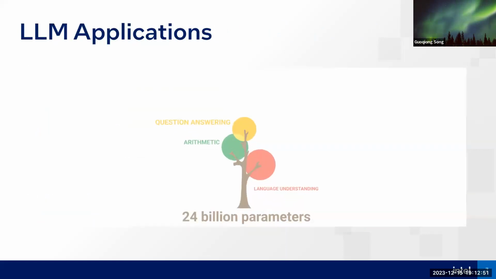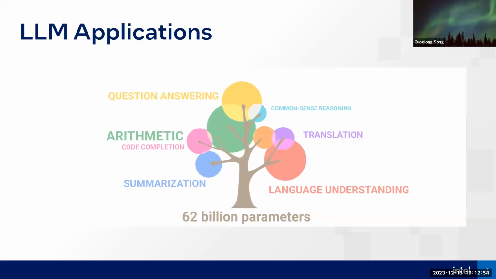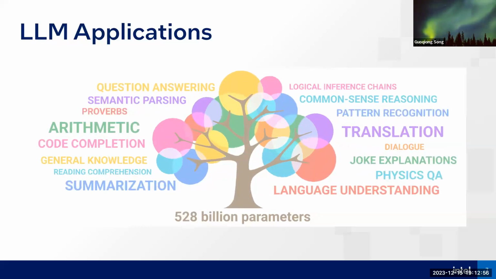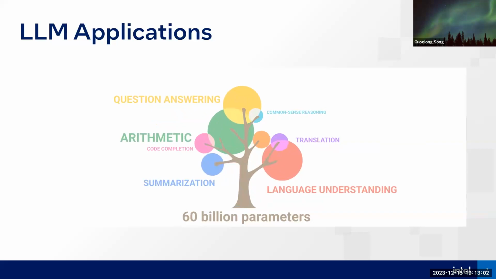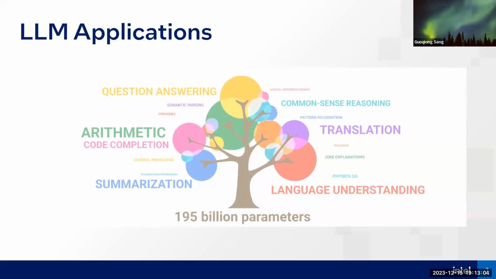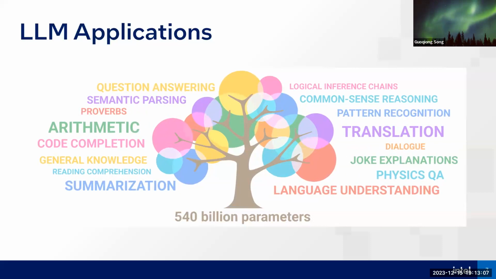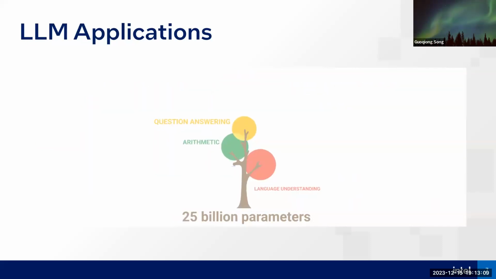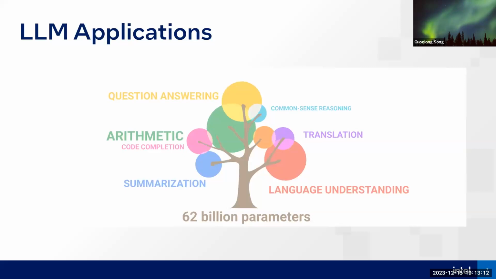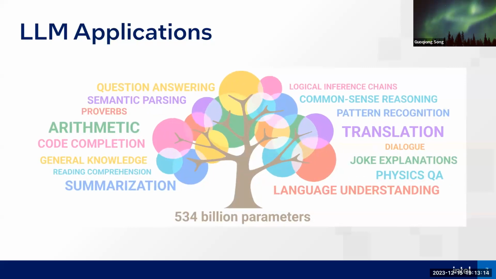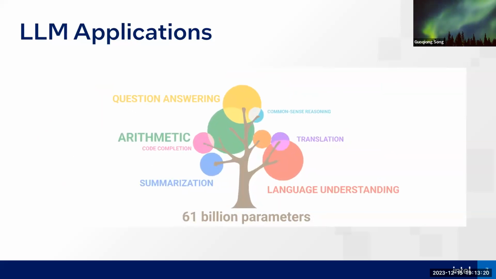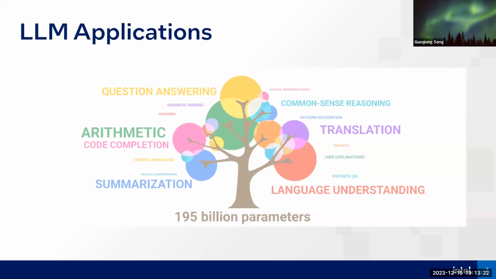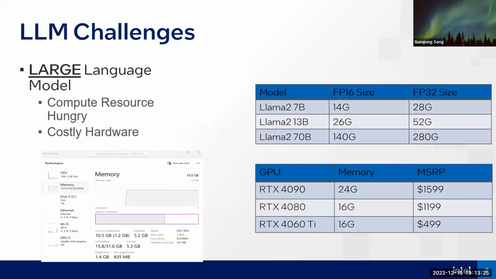Okay, we can tell that with the increase of parameters, the more parameters the large language model has, the more tasks it can solve. If you have a very small model, you can probably do this much. If you have a slightly bigger model, you can do a little more. Then the question is, do you think the parameters will go to infinity? Obviously not. There is some limit because there are some challenges. First, the large language models are really large.